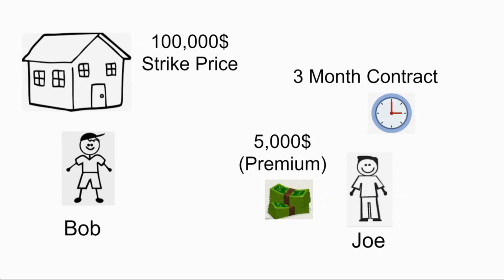So in this situation, the $100,000 would be the strike price, the agreed upon price, the 3 months would be the expiration date, and the $5,000 would be the premium. That's the terms of the contract.